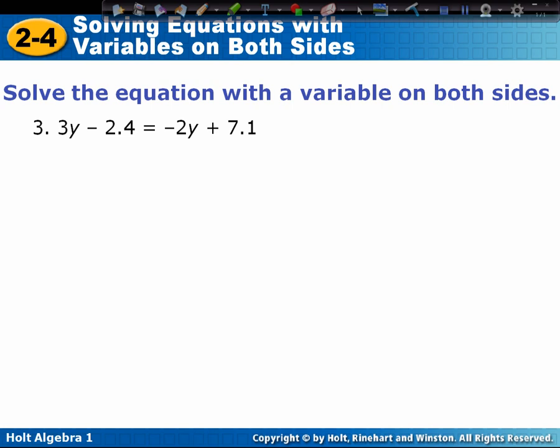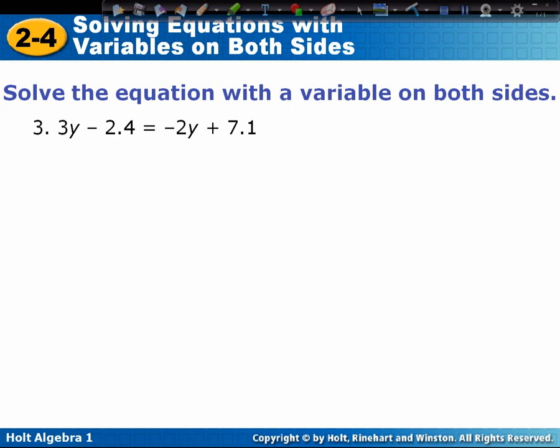The next step is, are there like terms? So we're going to look at the left-hand side of the equation. And look, that we have a 3y minus 2.4. I can't combine these because they are not alike. The 3 has a y with it and the 2.4 does not. So then we're going to look at the right-hand side of the equation and say, is there anything alike on the right-hand side? And there's not, because again, the -2 has a y and the 7.1 does not. So they are not like terms, so there's nothing for me to combine.